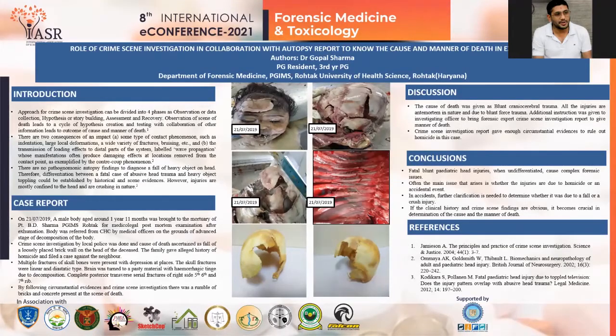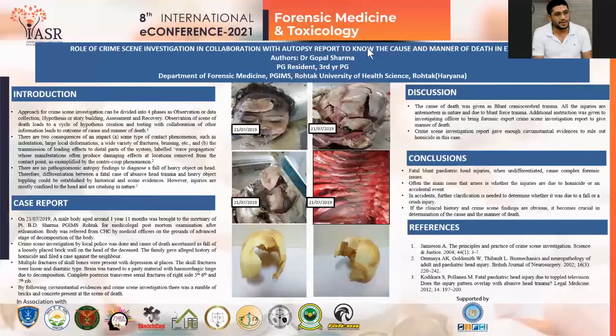By following circumstantial evidences and crime scene investigation, there was a rubble of bricks and concrete present at the scene of death. Go through all the pictures which are showing the multiple fractures of head and ribs.